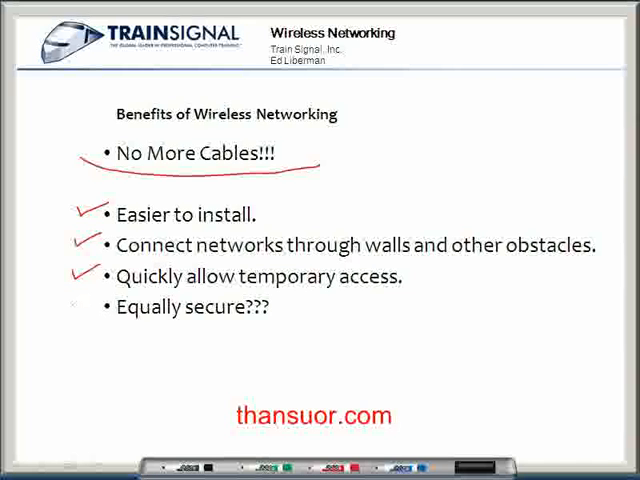And then you'll see down here at the bottom I have equally secure, or maybe I should say equally secure? I have question marks there. And that's kind of the big issue, and as I mentioned a moment ago, we will talk about this in this video, how we can secure the data.